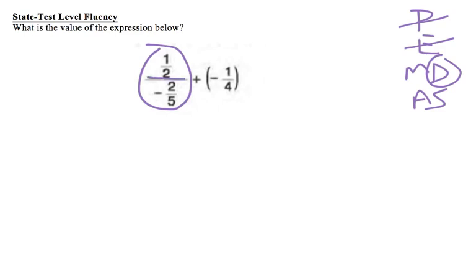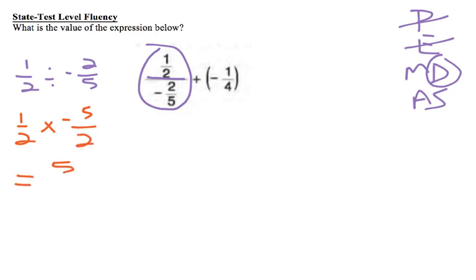This bar means division. So we have 1/2 divided by negative 2/5. And just like we've been doing on this homework, I'm going to multiply by the inverse of negative 2/5, which would be negative 5/2. And then if I multiply across, 1 times 5 is 5, 2 times 2 is 4, and since the signs are different, this is a negative. So I can rewrite this expression as negative 5/4 plus negative 1/4.